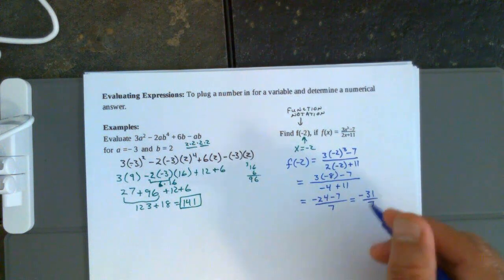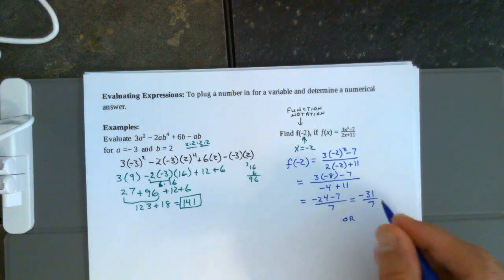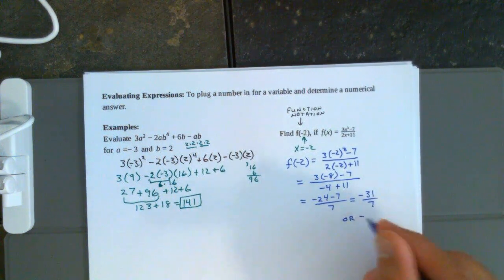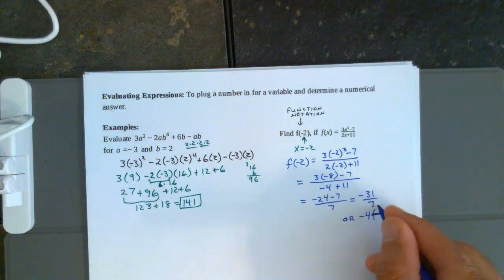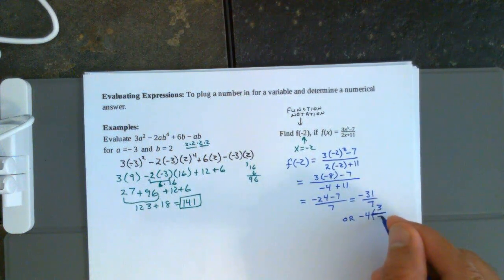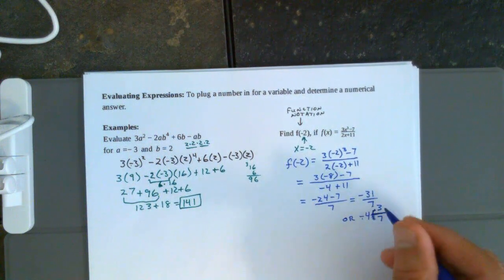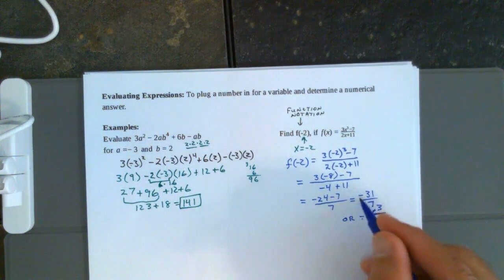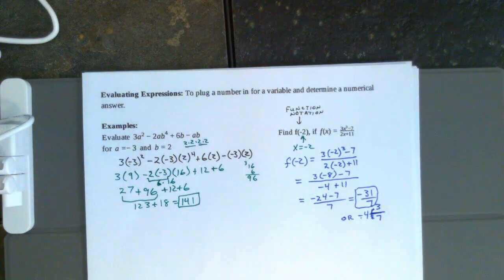If you don't like improper fractions, you can write it as a mixed number by saying 7 would go into 31 4 times with, why did I put a parenthesis? Sorry, I meant to put a fraction line. With 3 left over. So ignore that, sorry. So it's the same as -4 and 3/7. But this answer is perfectly fine. I would leave it -31/7. It gives you less likelihood that you would make a mistake.